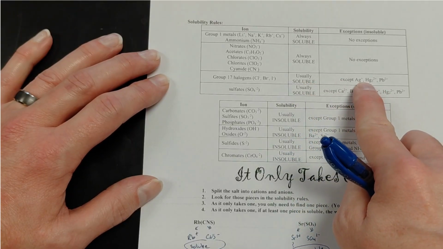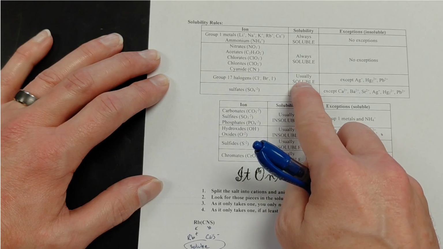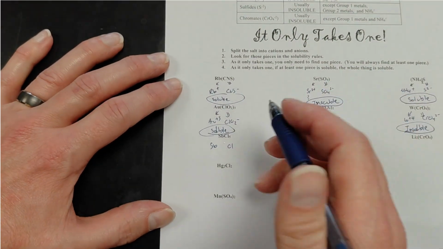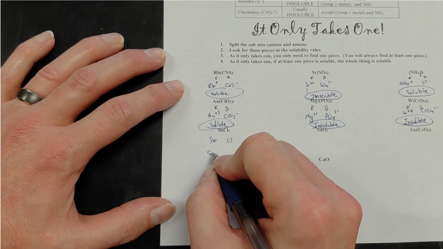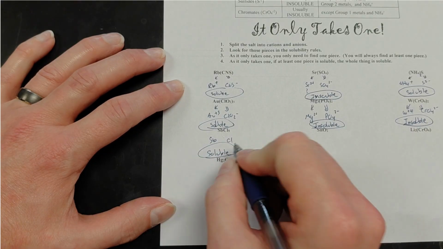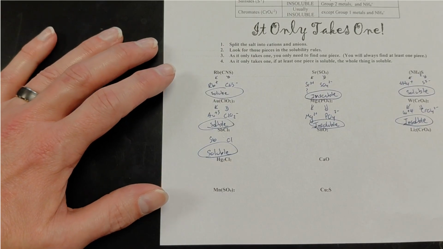Again, if you're on the exception and you say yes, you go up. If you say no, you go back. Soluble. So I'm going to go with soluble because it only takes one piece. That chlorine is soluble. I'm going to go with soluble.